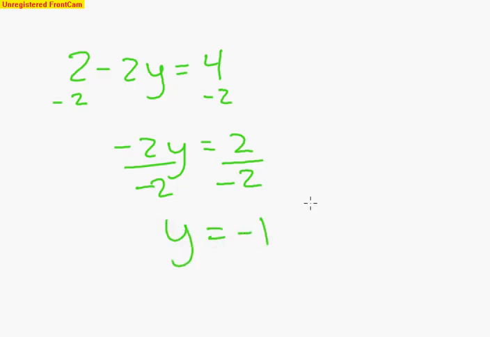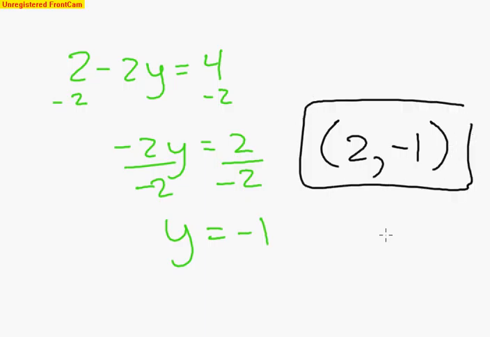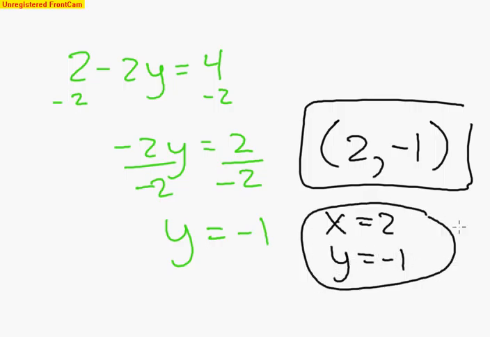That's good news because now we have x equals 2 and y equals negative 1, which is our solution. You can also write x equals 2, y equals negative 1, but it is usually more proper to see it as an ordered pair. That's it.